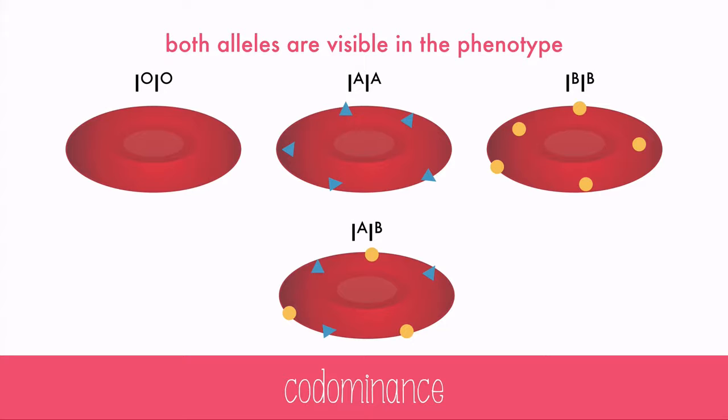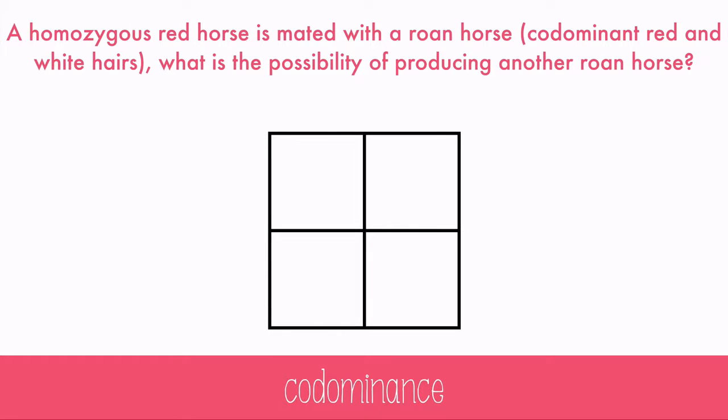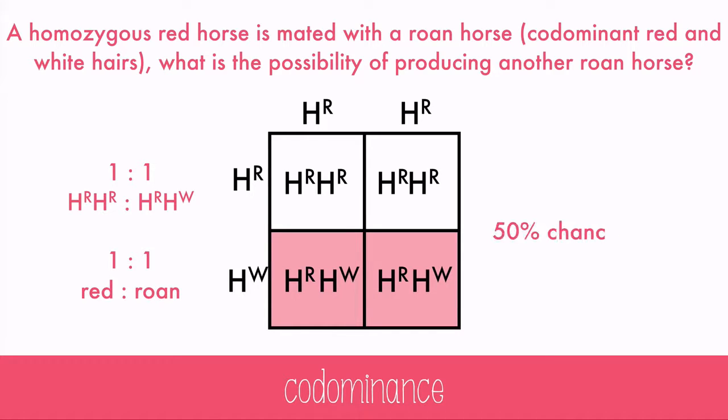Codominance can also happen in the fur of many animals. 2 hair colors will show up, sometimes in patches. Let's try a case of animal fur. A homozygous red horse is mated with a roan horse, codominant red and white hairs. What is the possibility of producing another roan horse? I'll just choose the letter H to stand for horse, R for red, and W for white. Both the red allele and the white allele will get capital letters because one cannot truly dominate over the other. They both show up. So we cross our red horse and our roan horse, and we get 50-50 homozygous red and heterozygous roan. That's a 50% chance that the horse will be roan.